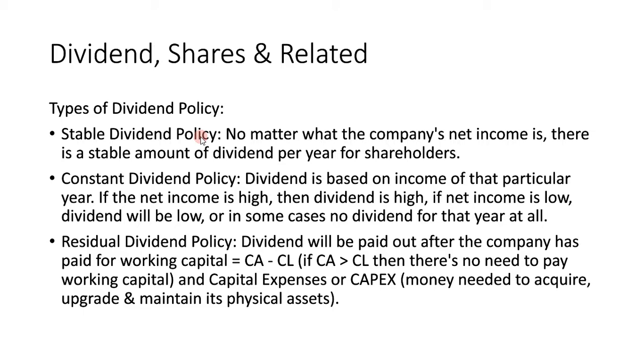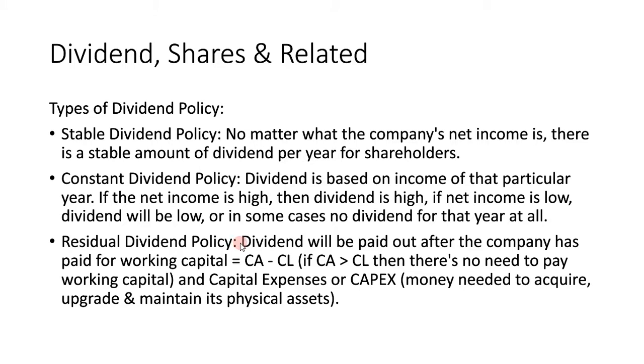Constant dividend policy is pretty much the opposite of stable, where the dividend fluctuates. Okay, so it depends on the income of that particular year. If the income is high for that year, then the dividend per share is going to be high, and vice versa.